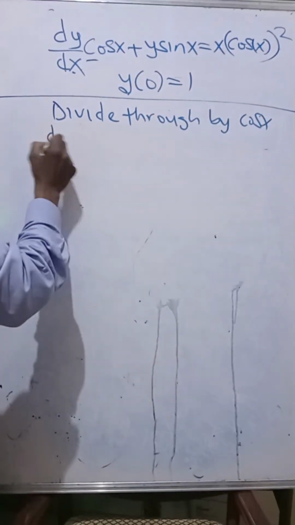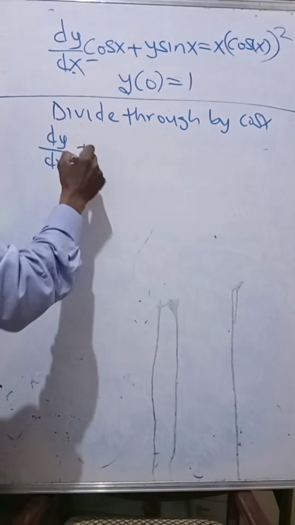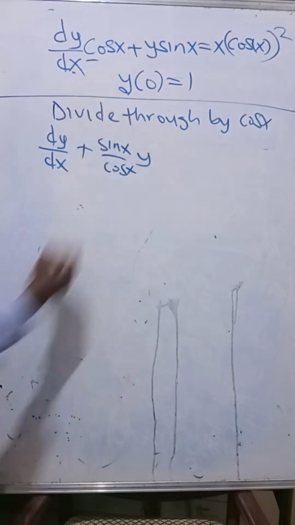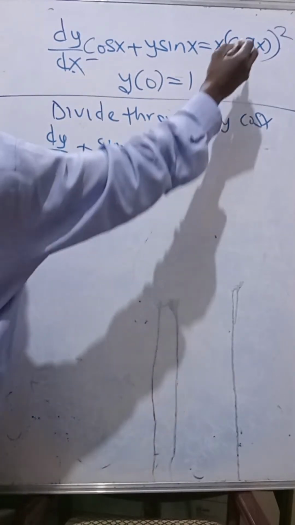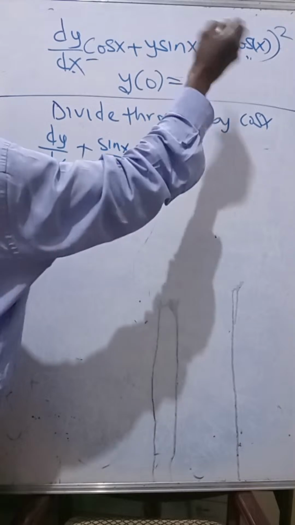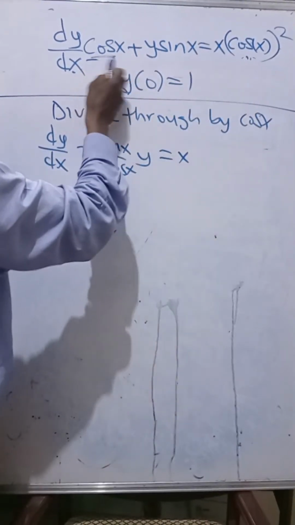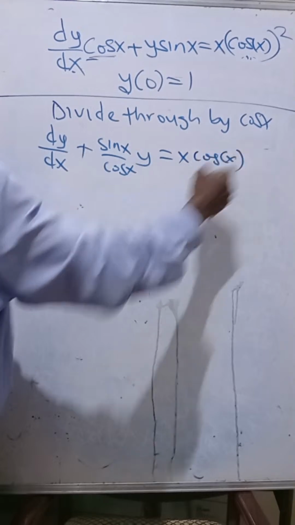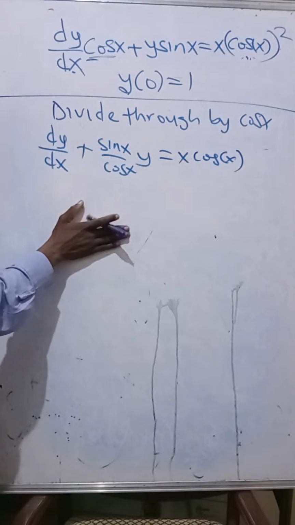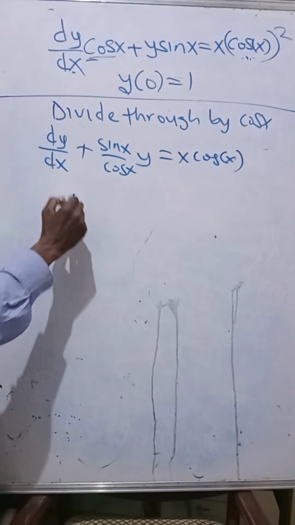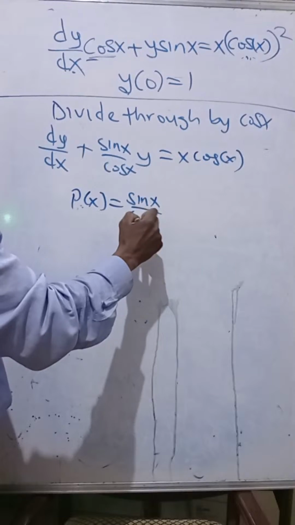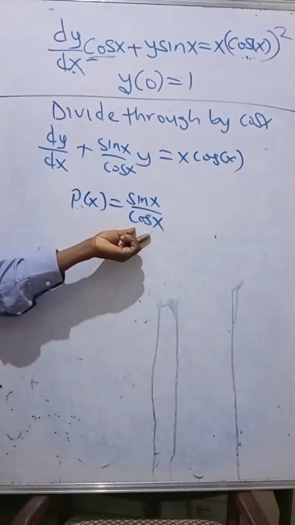So if you do that, we're going to have dy/dx plus, this will be what? This will be sin x over cos x times y, and then equal to, this one, this is a double of cos. So that will be, it remains 1. This is cos squared x over cos x. So that will be x cos x. So it remains 1. So then this now conforms to the standard form for a linear differential equation, whereby my p of x is equal to what? Is equal to sin x over what? Over cos x. So that's what we have here.